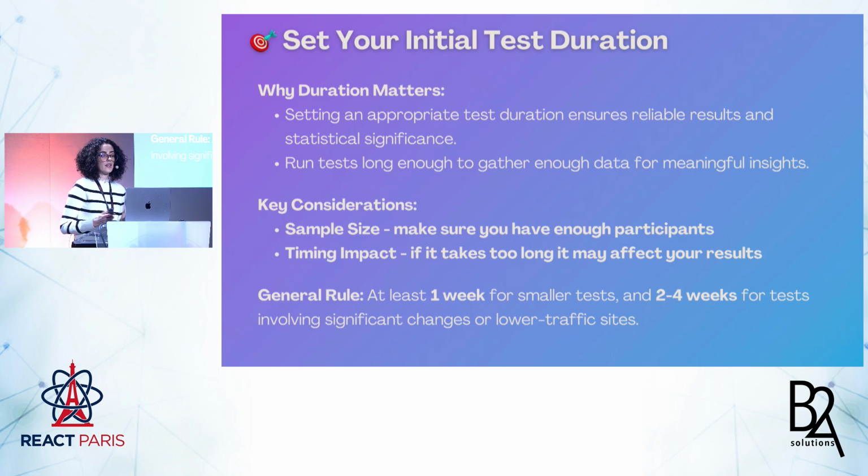You should also set your initial test duration. And why does it matter? Setting an appropriate test duration ensures reliable results and statistical significance. Run tests long enough to gather enough data for meaningful insights. A key consideration here is the sample size. Make sure you have enough participants. And also the timing impact. If it takes too long, it may affect your results. The general rule here is at least 1 week for small tests and 2 to 4 weeks for tests involving significant changes or lower traffic sites.